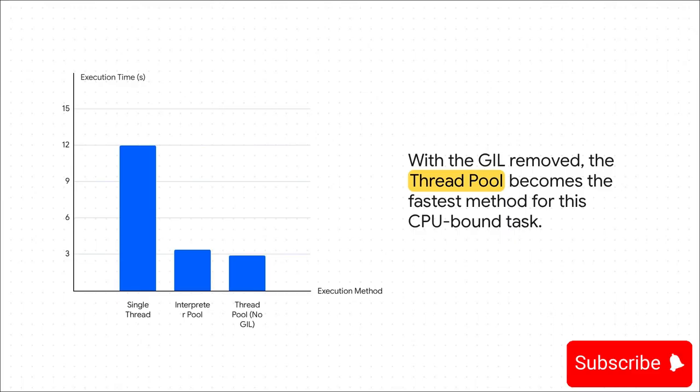The results completely flip. Now the traditional thread pool is the fastest option, even beating the interpreter pool. This is what developers have wanted for years, true native multi-threading for CPU-bound work. Now, the huge caveat is that the whole ecosystem of libraries needs time to adapt to this new reality, so it's not something you can just switch on for every project tomorrow. But the future is here.